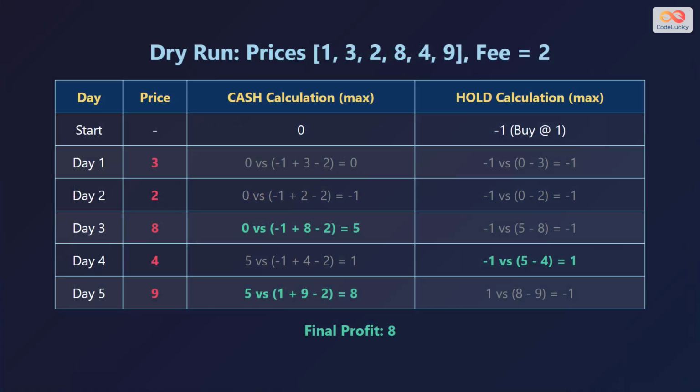Let's trace this with an example. Prices are 1, 3, 2, 8, 4, 9, and the fee is 2. We start by buying at 1. On day 3, the price hits 8. If we sell, we gain 8 minus the fee of 2, plus our initial hold value, giving us a profit of 5. We reinvest later and sell again at 9. By the end, our accumulated profit is 8.